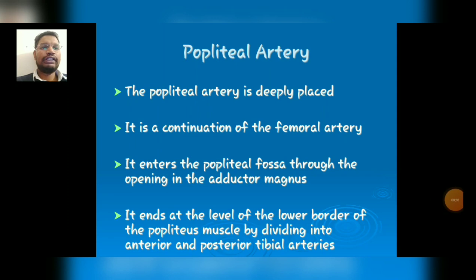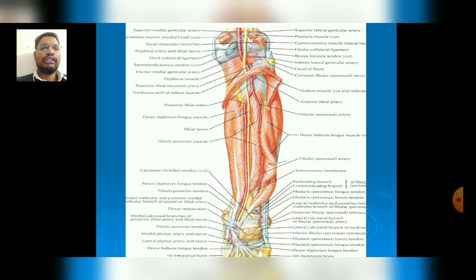Now coming to the next topic, that is the popliteal artery. The popliteal artery is deeply placed and it is the continuation of the femoral artery. It enters the popliteal fossa through the opening in the adductor magnus muscle, and it ends at the level of the lower border of the popliteus muscle by dividing into anterior and posterior tibial arteries. As you see in the diagram.